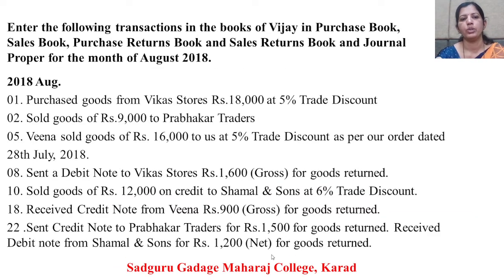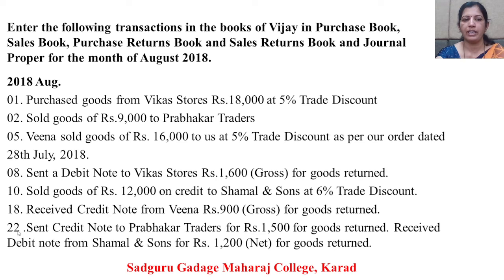Date 22. Send a credit note to Prabhakar Traders for rupees 1,500 for goods return. Received debit note from Shamlal and Sons rupees 1,200 net for goods return. See date 22. Here two transactions are given on a single date. See, first is Prabhakar Traders. Search the transaction related to Prabhakar. Sales. This is a sales return. Also next, Shamlal and Sons. Shamlal and Sons also sold goods. This is also a sales return.